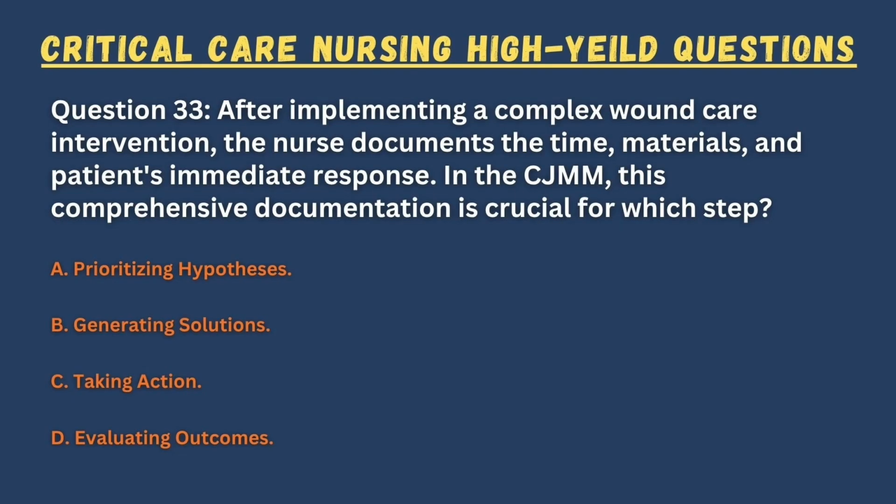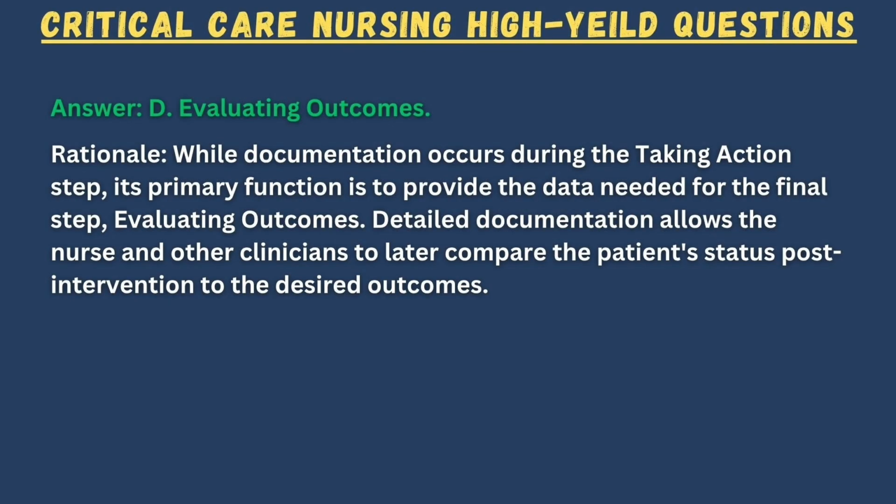Question 33. After implementing a complex wound care intervention, the nurse documents the time, materials, and patient's immediate response. In the CJMM, this comprehensive documentation is crucial for which step? A. Prioritizing hypotheses. B. Generating solutions. C. Taking action. D. Evaluating outcomes. Answer. D. Evaluating outcomes.